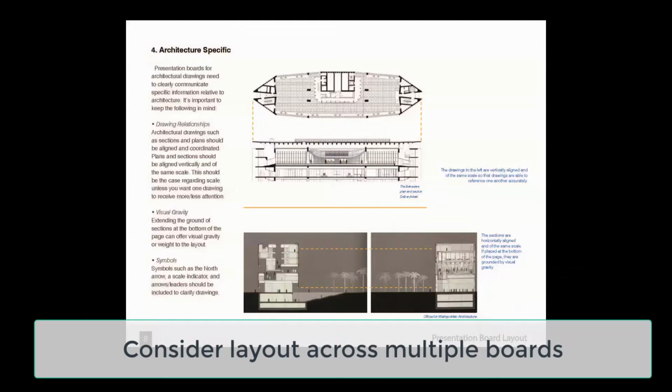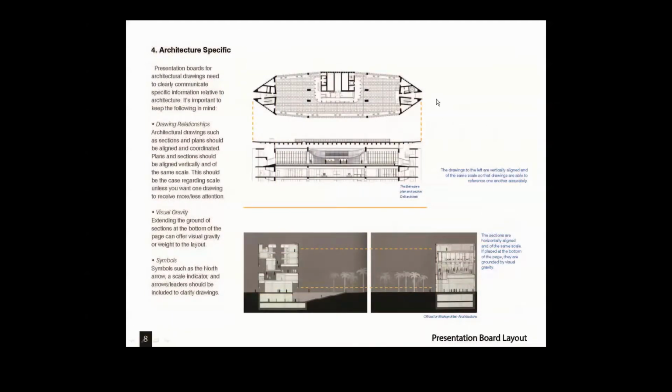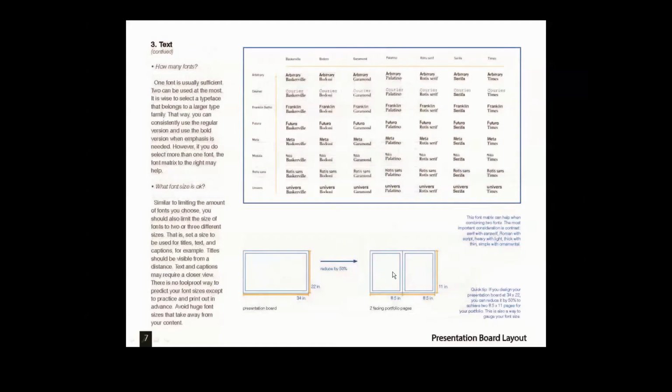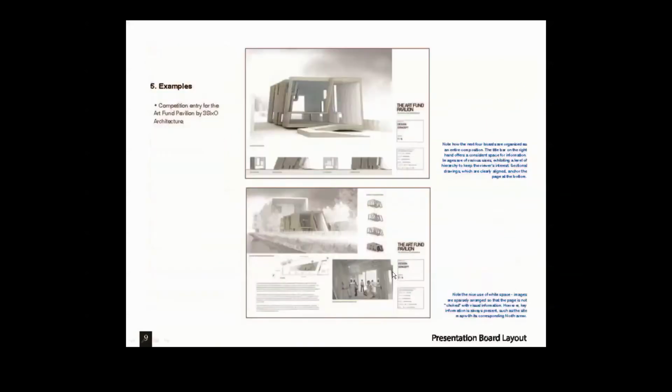Finally, there are architecturally specific types of things. Plans and elevations, for example, are going to want to align with each other, and that helps you to read the three-dimensional space that you are depicting, or sections also will align with each other.